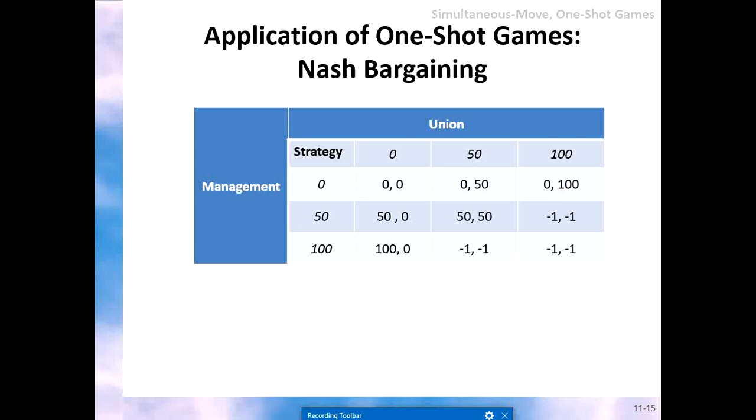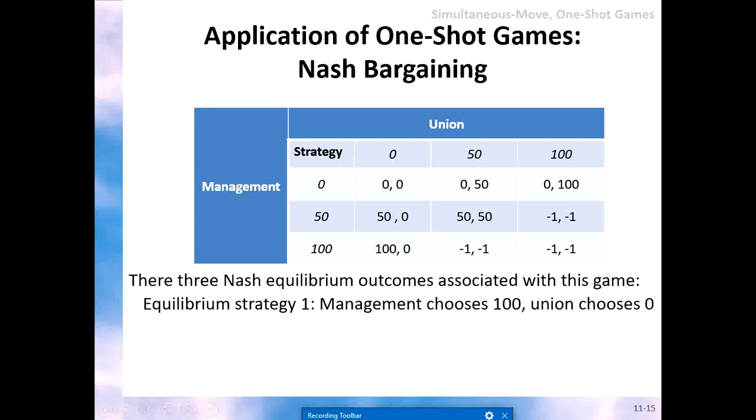So if the union takes 50, management gets 50. If the union gets 100, management gets 0. If the union doesn't want to take any, then management gets 100. So here, if you can see, we have 3 Nash equilibrium outcomes associated with this game. The first equilibrium: management chooses 100. When management chooses 100, if the union chooses 0, then we reach the Nash equilibrium.